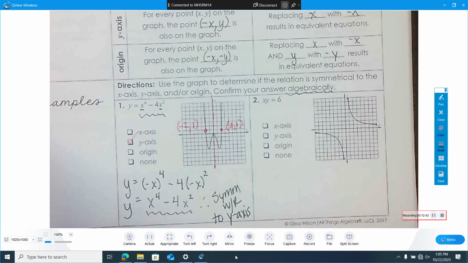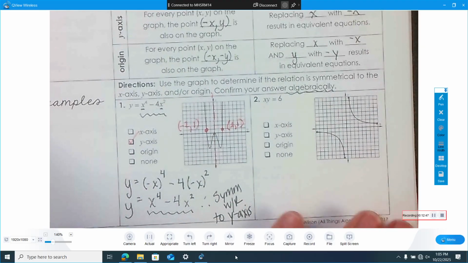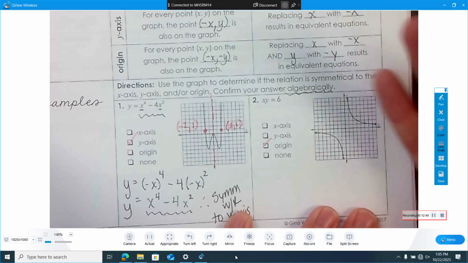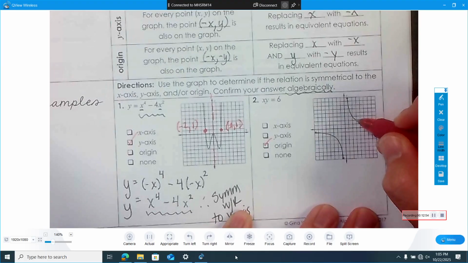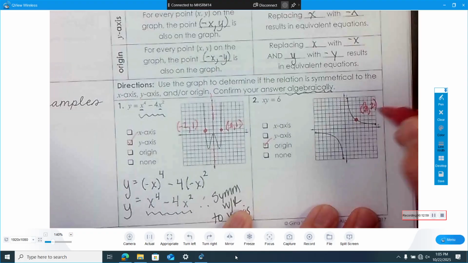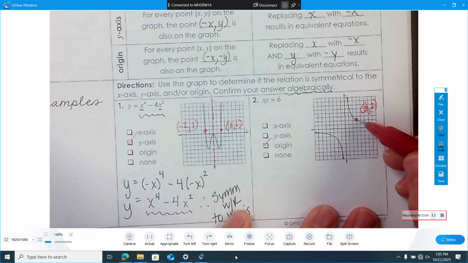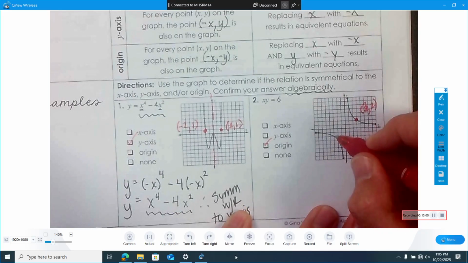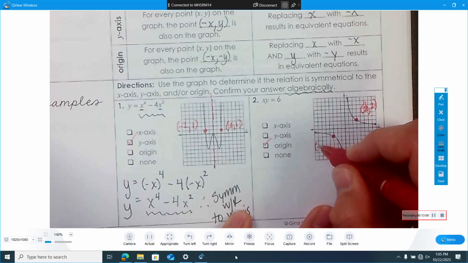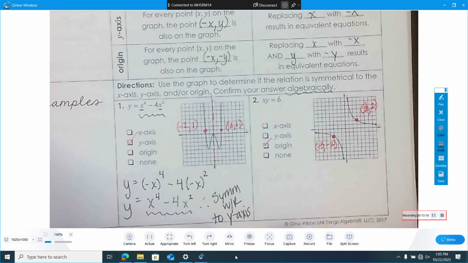Here we have another graph. Symmetry with respect to the origin is our guess here. It looks kind of like it. It looks like it's a sort of reflection across. Let's see if I can find a nice point here. Like here, this looks like the point (3, 2). And is that point rotated on the other side? Yeah, right there. I see it. It becomes (-3, -2). All right. So looking just at the ordered pair level, it looks like everything is opposite.